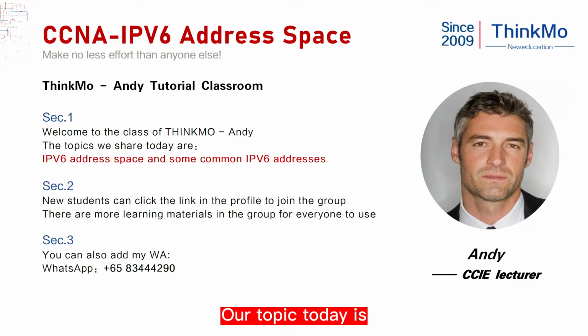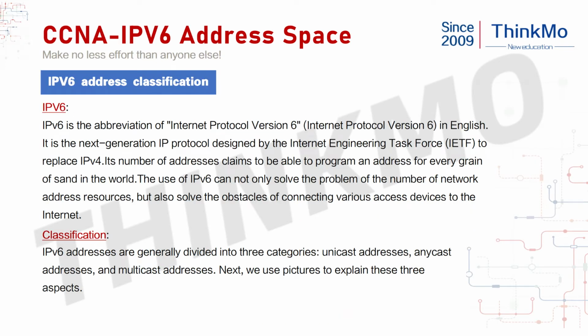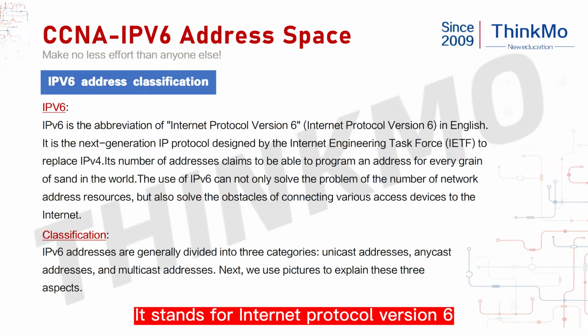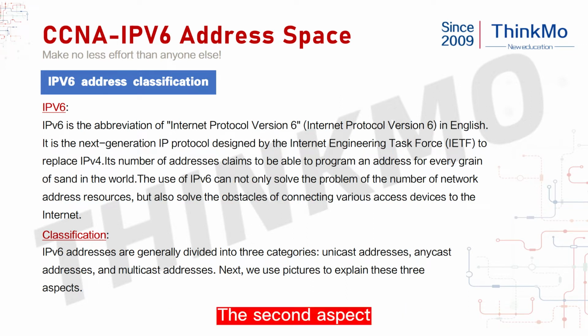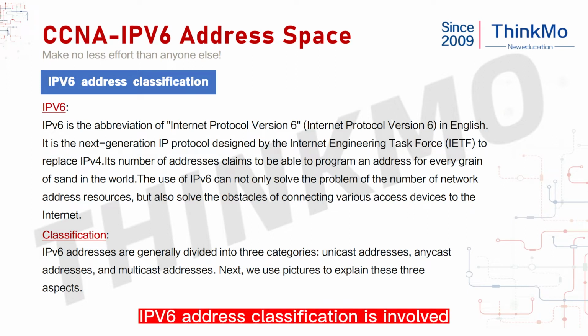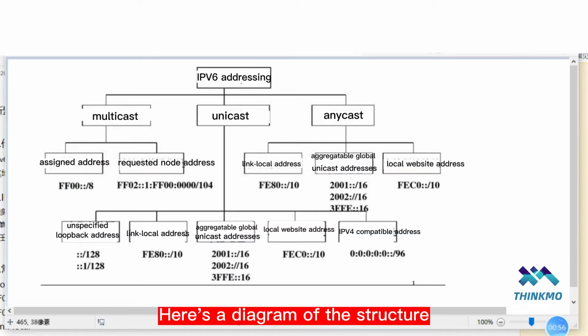Our topic today is IPv6 address space and some common IPv6 addresses. First of all, what is IPv6? We've talked about this before. It stands for Internet Protocol version 6. Its presence has eased the problem of IPv4 addresses being insufficient, as well as IPv6 address classification and other address space problems. Here's a diagram of the structure.